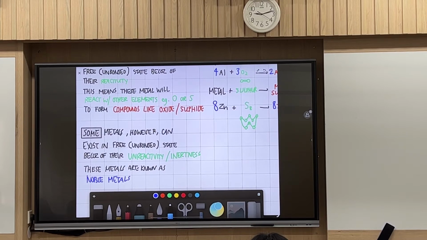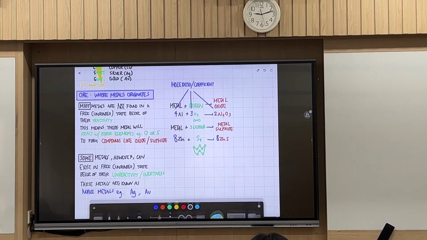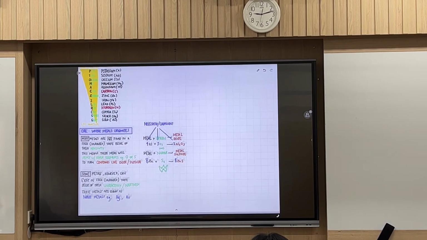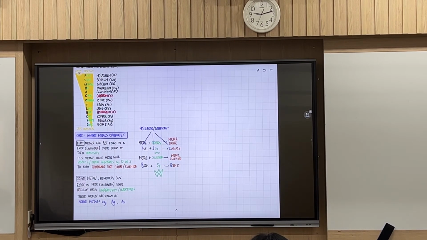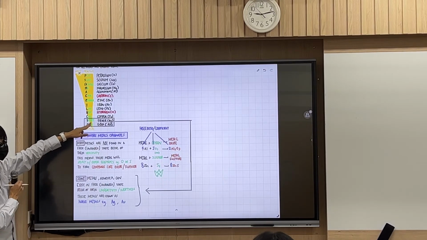Put down 2 examples. Silver and gold. Silver normally will not react with oxygen, but it may react with other elements. But gold will simply not react with any other element. So you have gold and silver here. Can you draw a box around this point and then link it back to here? So only these 2 are so unreactive. They are found near the bottom end of the reactivity. They are called noble metals.